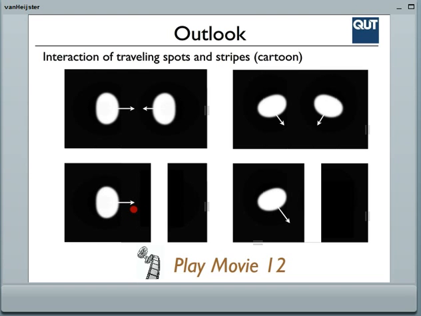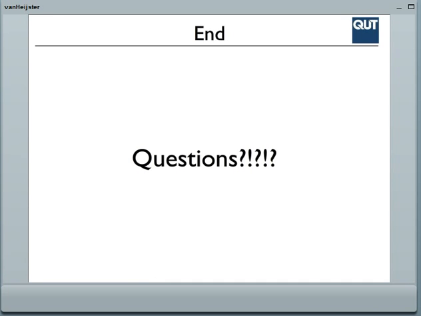And as a final picture, there is a sort of movie which shows a little bit of the simulation of what happens when two of these spots collide. And that was it for today.